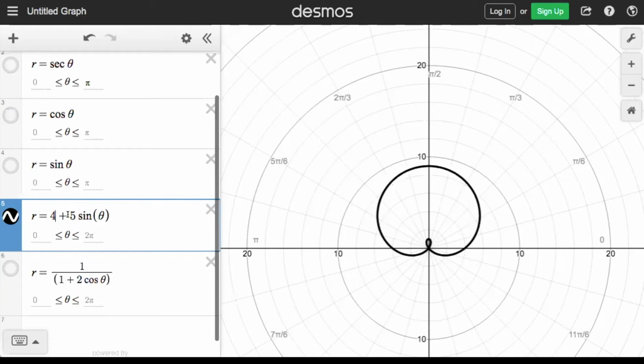What do you think would happen if I made these two equal? Anybody want to guess? Would it be a circle? Almost.